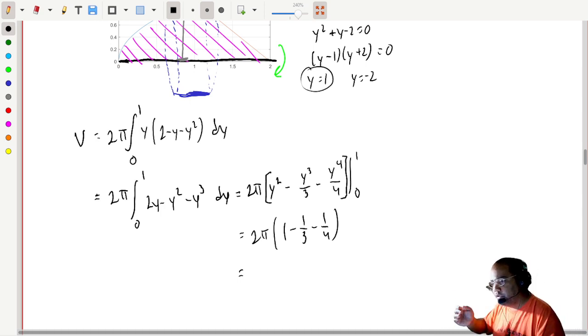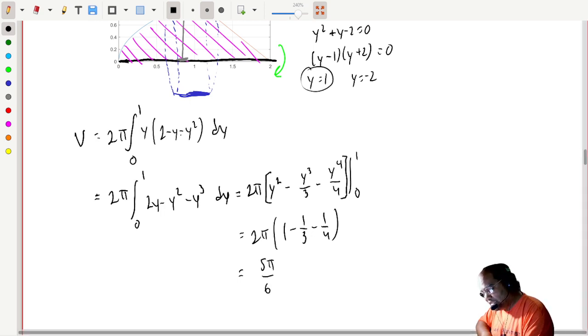Or use your calculator. Okay, 1 is 12 over 12. A third is 4 over 12. 12 minus 4 is 8. And then a fourth is 3 over 12. 8 minus 3 is 5. And then 5 times 2 is 10 over 12. Oh man, there's a lot going on here, right? 5 pi over 6 once we clean up all the fractions here, okay?